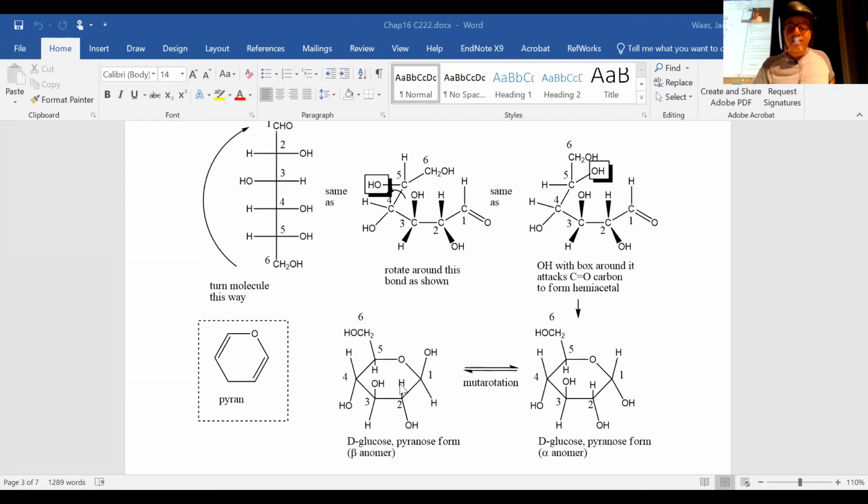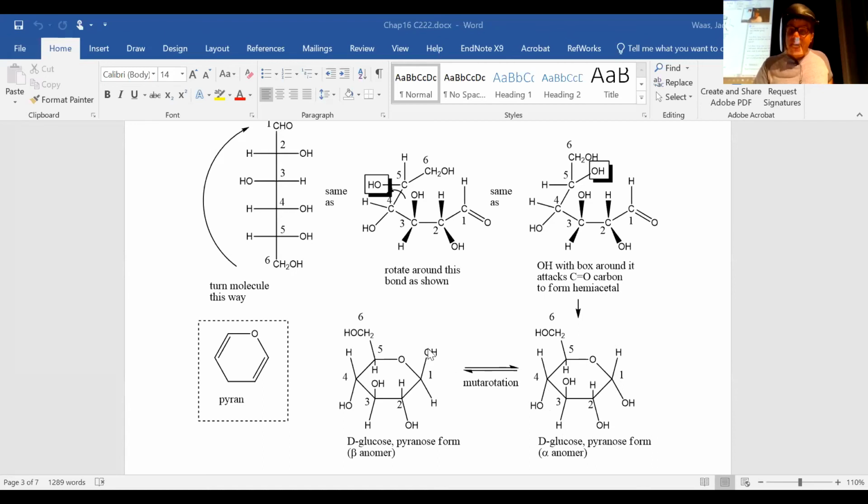And this is one of two perfectly valid ways to draw these cyclic forms. These Haworth projections are very nice. Sometimes they even make these lines absolutely straight, almost a tangent to the six-membered ring, so you'll see them drawn that way too.